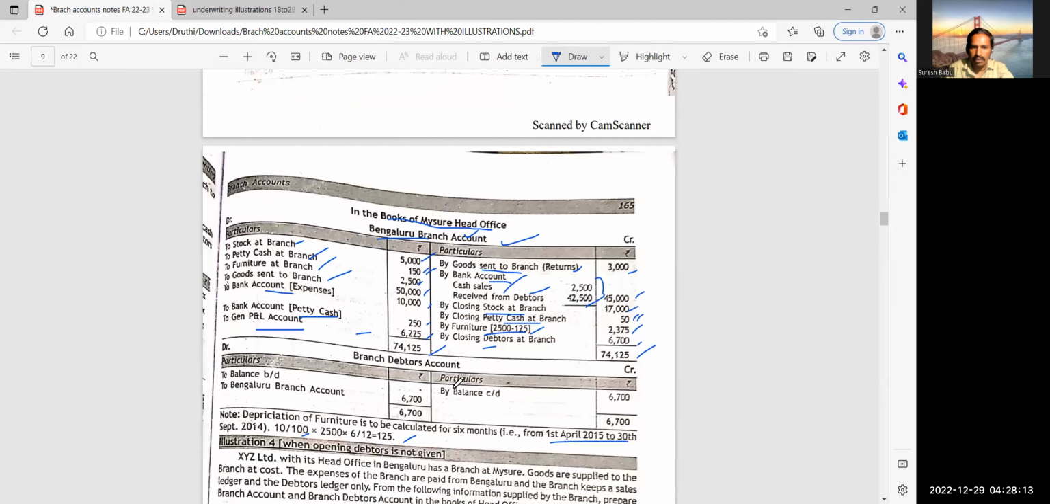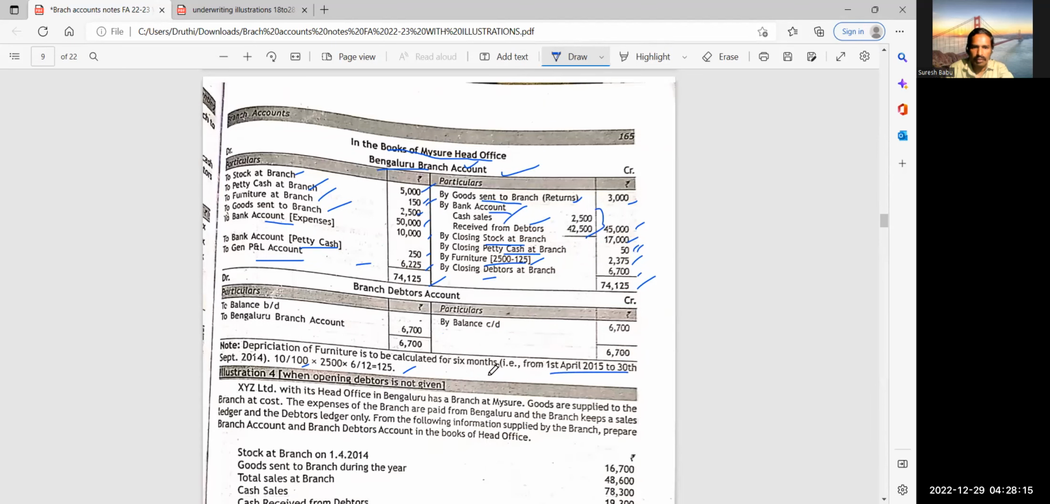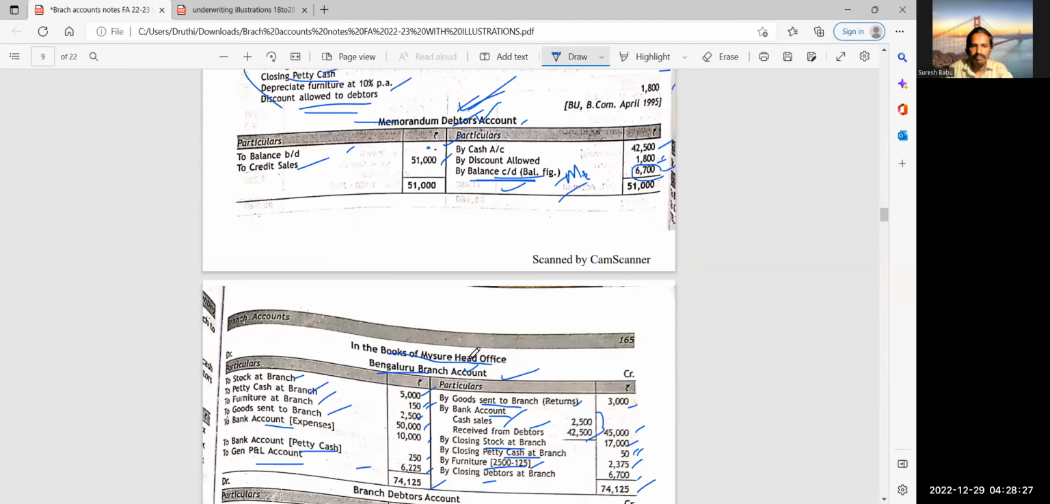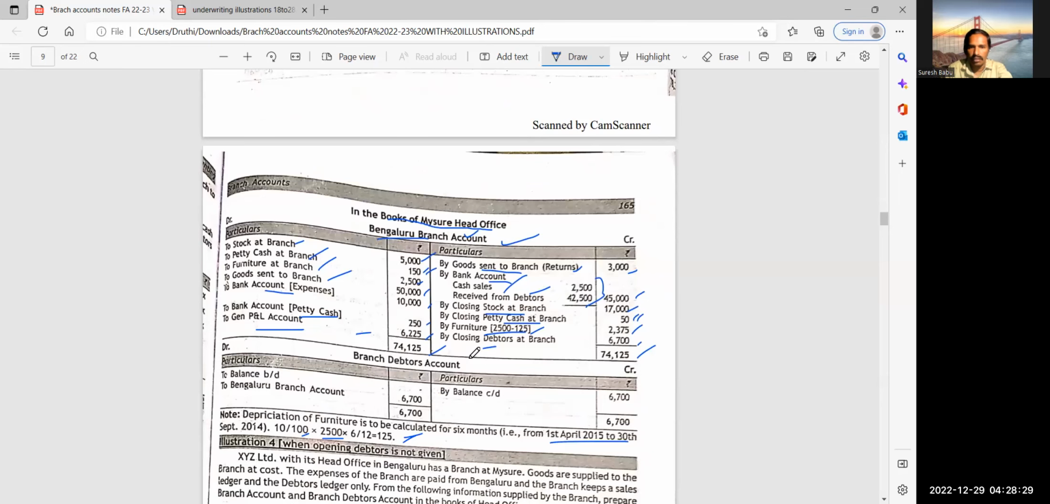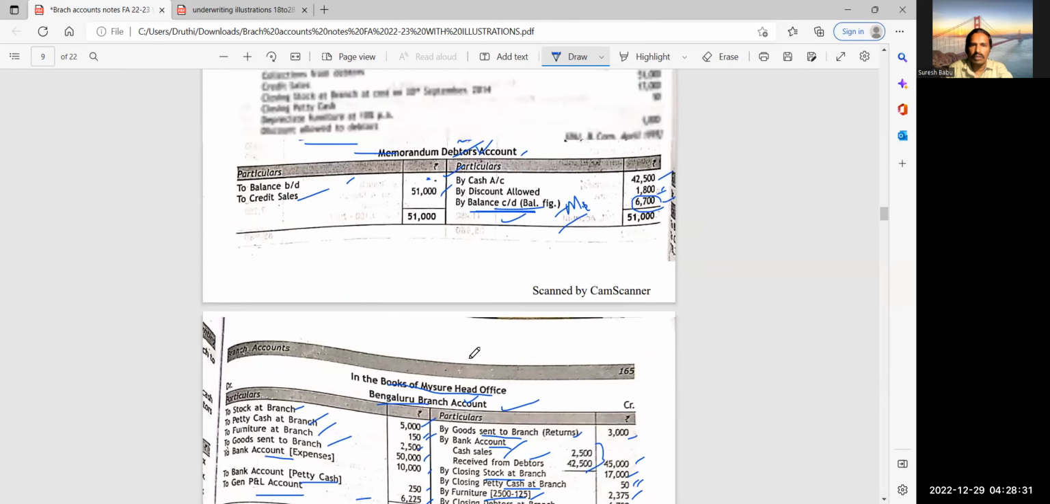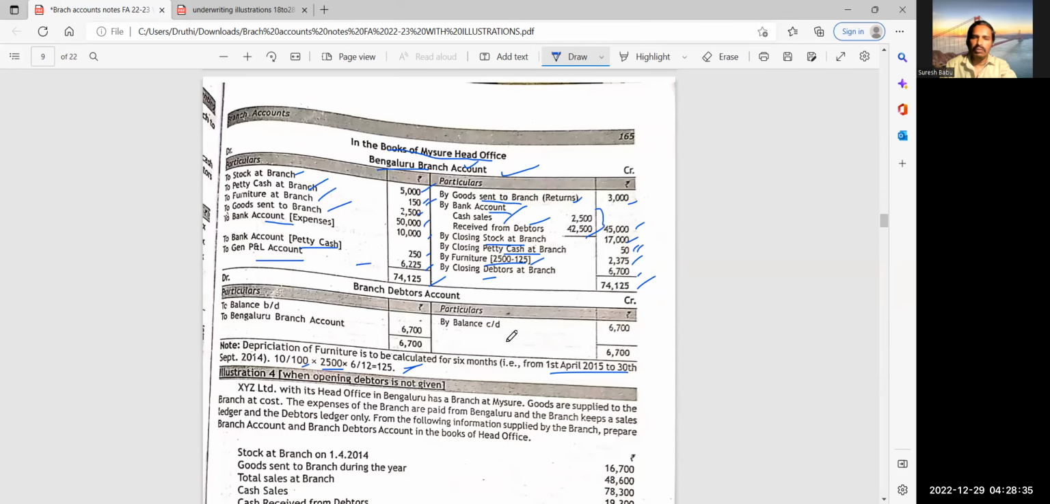While calculating depreciation, you should be very careful. Depreciation amount is to be calculated on furniture 2,500. 10% of it, 250 rupees. Half of it for 6 months, 125 is the depreciation. Okay. I hope you have understood. If you have not understood, review once again. Repeat once again.